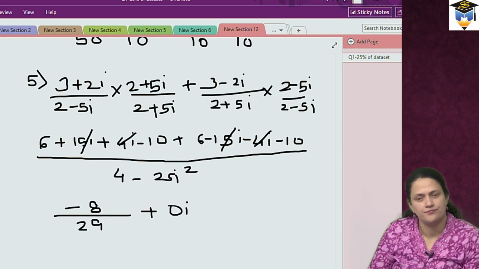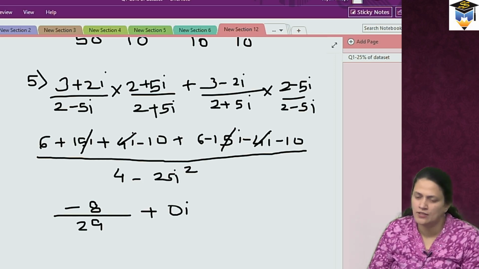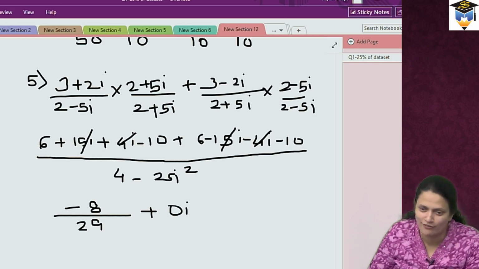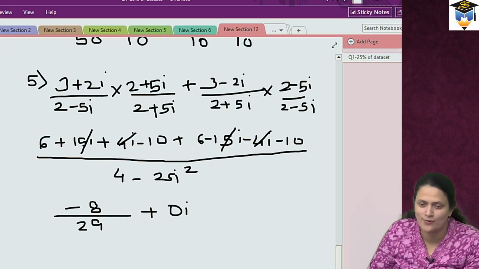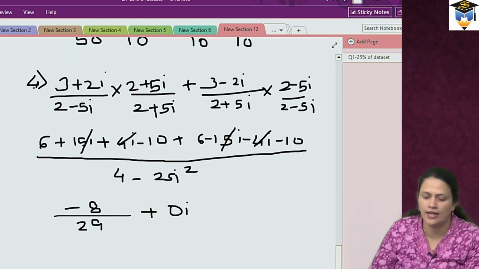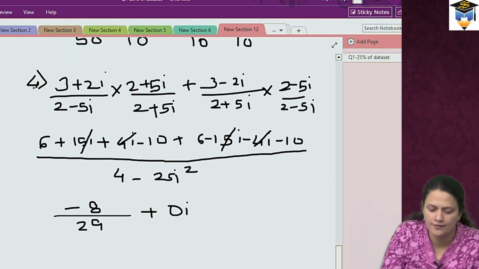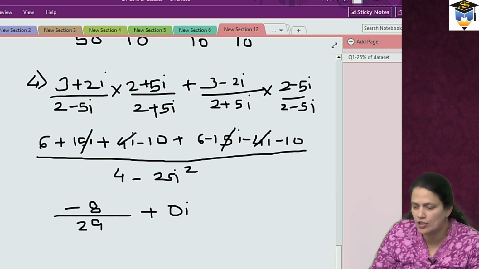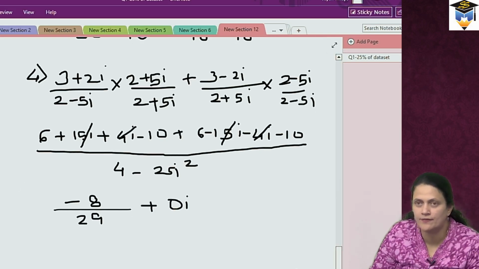Okay. Done. Sorry, this was question number 4, it is not 5, my bad. So that's why you got confused. This is question number 4 which we have solved. Okay. Now we will solve question number 7. From question 2, we will solve question number 7.